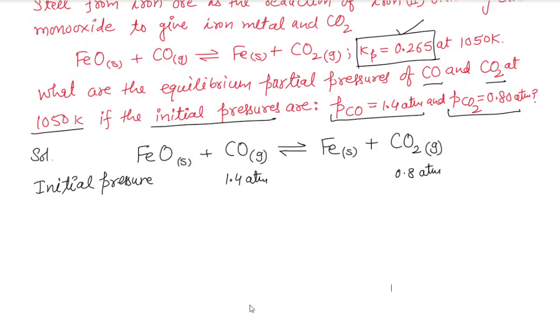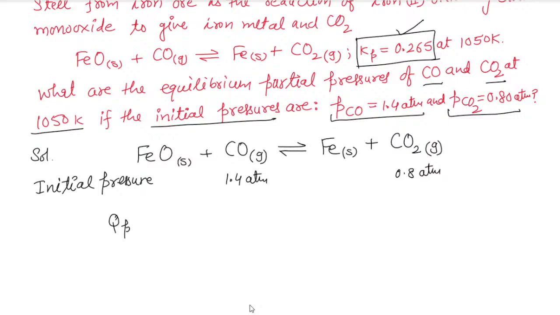First of all we should note whether the reaction will go in the forward direction or backward, because reactant and product both are given. If only reactant is given, we know the reaction will go forward only. If only product is given, we know the reaction will go backward only. But when reactant and product both are given, we cannot decide on our own which direction the reaction will favor. So what we do is calculate Qp, the pressure quotient, and compare it with the equilibrium constant.